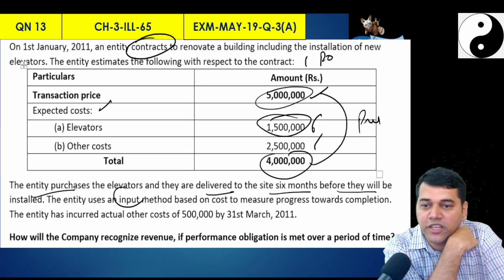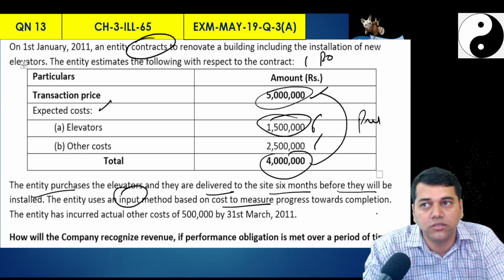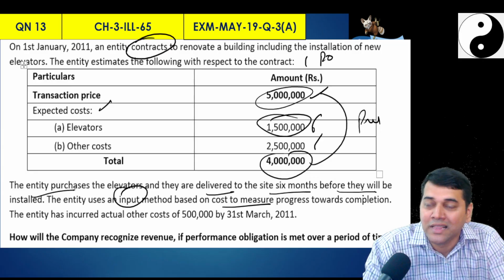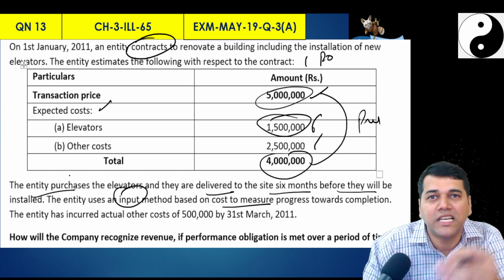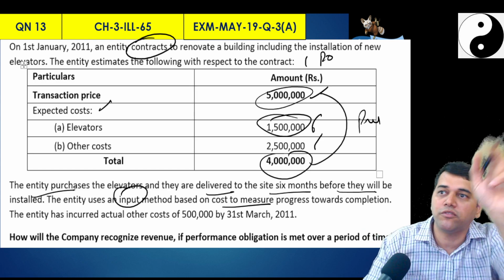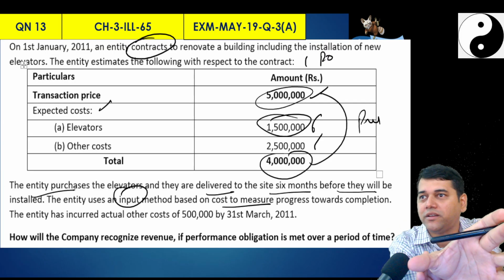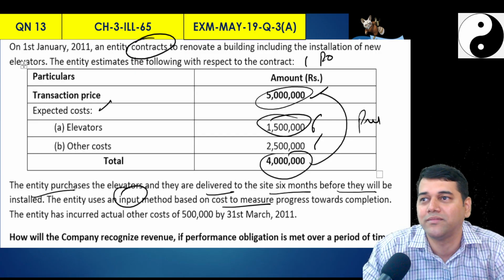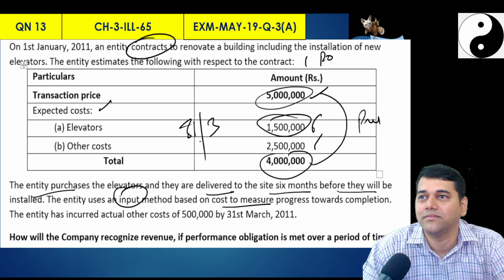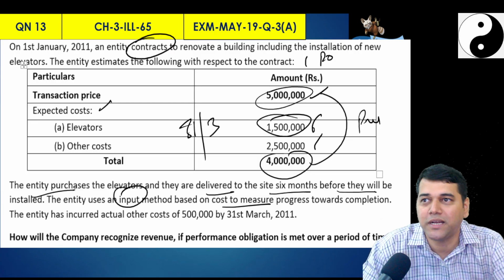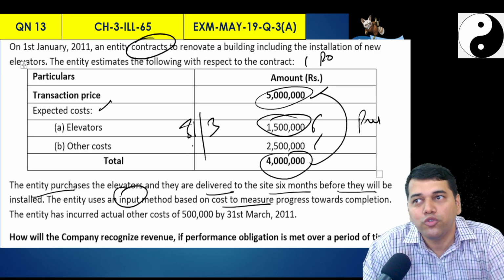Now, the entity uses the input method on the cost to measure the progress towards completion. Have you incurred any abnormal cost? No. 15 is the normal cost only. But if this was delivered just 1 month before, when 90% of the work was complete, like the lift came, your work is complete, go and put it here, then you don't have this problem. Your problem came 6 months back, 31st March came. At that time, you spent on the lift, on which you don't have any profit margin.